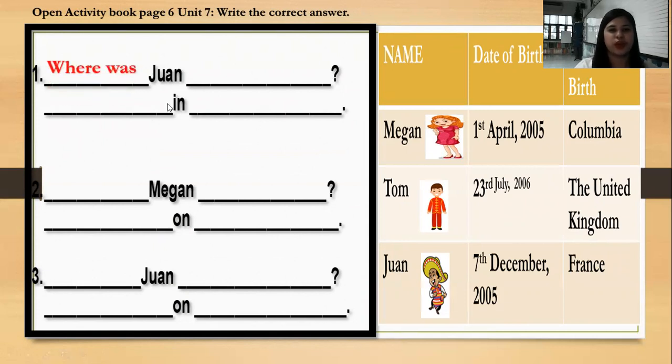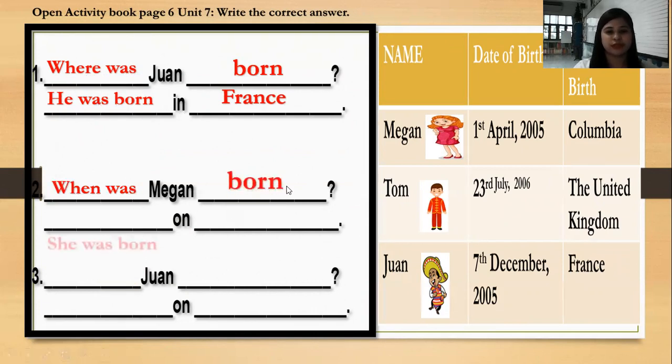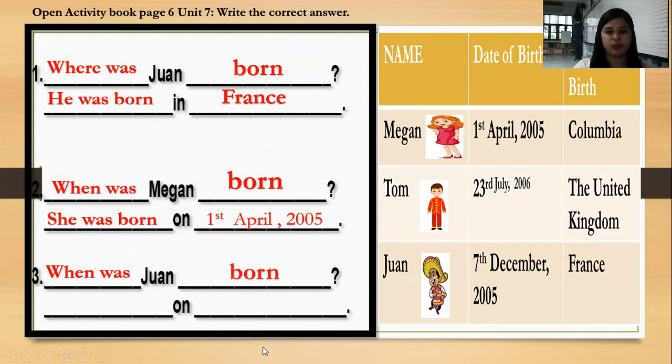Next, where was Juan born? He was born in France. Where was Juan born? He was born in France. When was Megan born? She was born on 21st of April 2005. Third, when was Juan born? He was born on the 7th day of December 2005. Again, let us read.